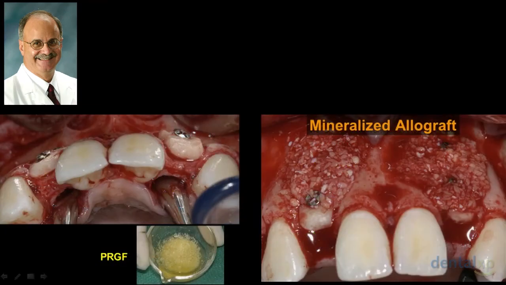And having done these now for more than 20 years, and having taught it for that many years, there's absolutely no question. We overgraft with a particulate mineralized allograft, in this case Mineros. We use PRGF as a great bioactive modifier I've used for some 8+ years.